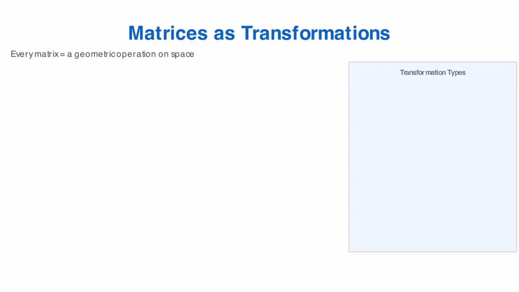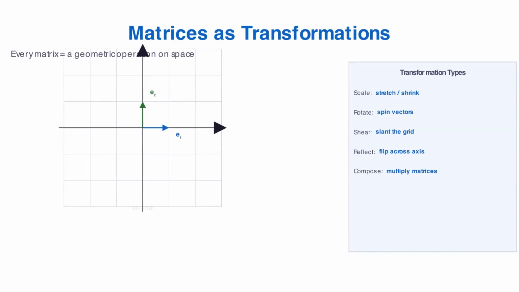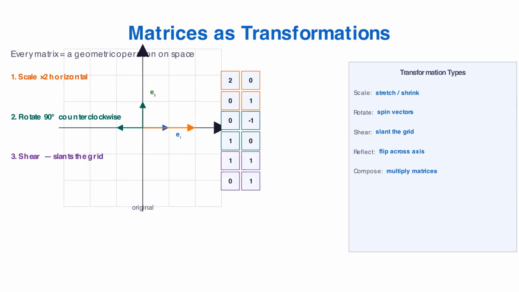Here is the most important way to think about matrix multiplication. Every 2 by 2 matrix is a transformation of two-dimensional space. When you multiply a matrix by a vector, you are transforming that vector, rotating it, stretching it, shearing it. The scale matrix 2, 0, 0, 1 stretches space horizontally by a factor of 2. The rotation matrix 0, negative 1, 1, 0 rotates every vector 90 degrees counterclockwise. The shear matrix 1, 1, 0, 1 slants the vertical axis to the right.